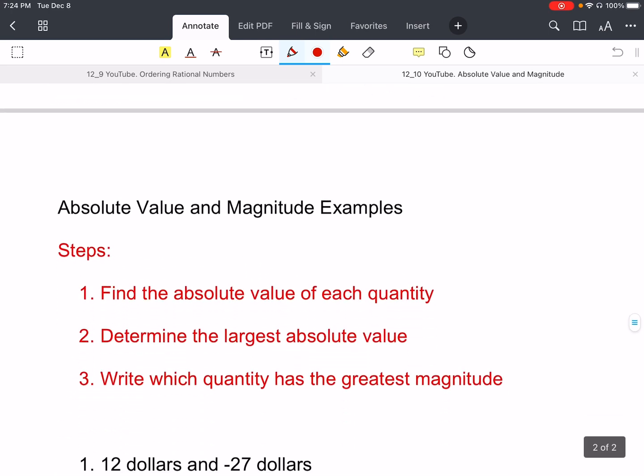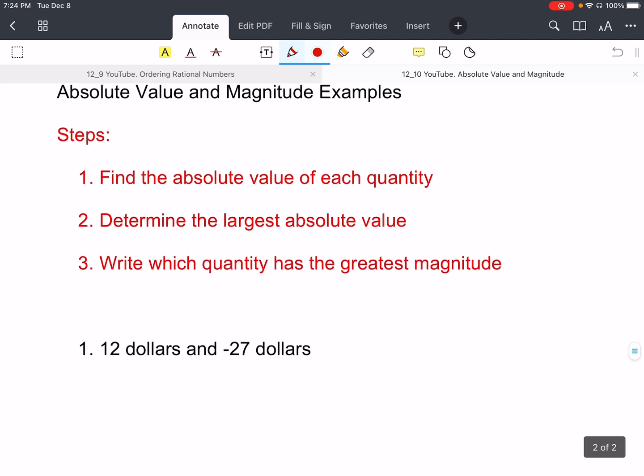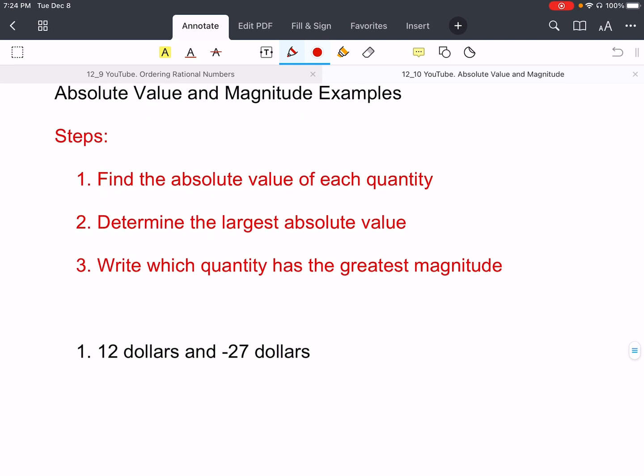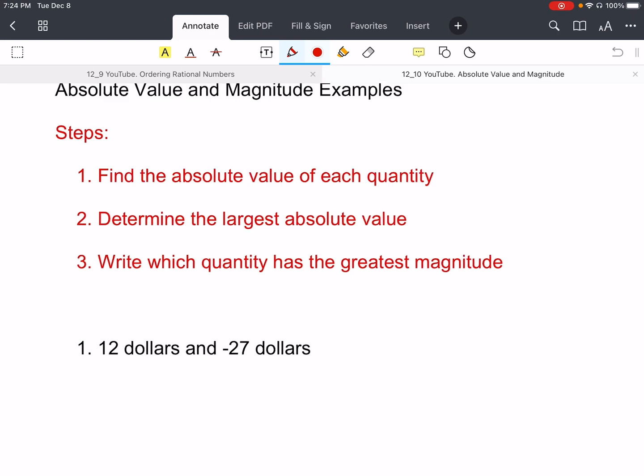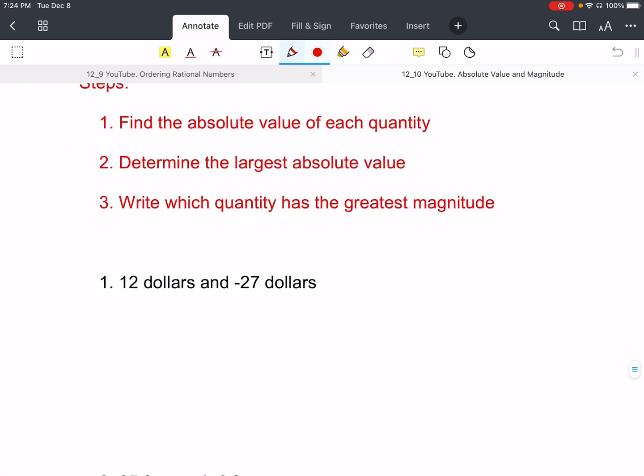On our assignment, we have 3 steps. We're given 2 different quantities, so we need to find the absolute value of each one. Then step 2, figure out which one is bigger. And using that information, we can say which quantity has the greatest magnitude or the greatest impact on life, I guess. So, question 1, we are going to find the absolute value of each number.